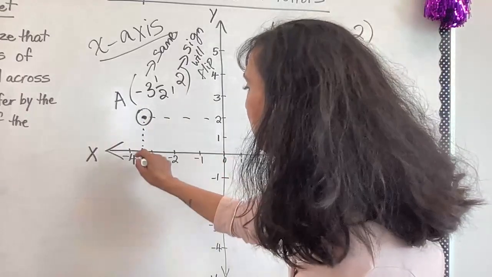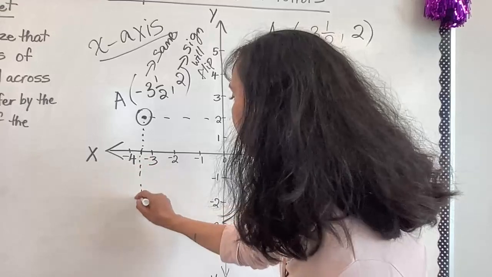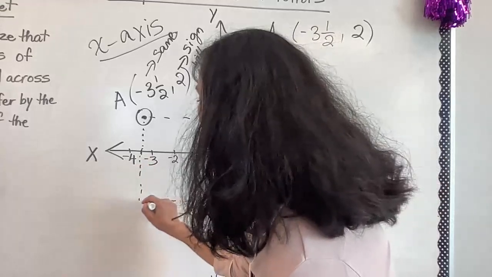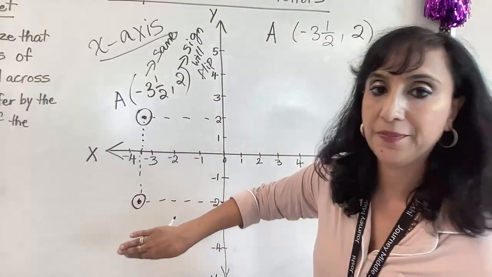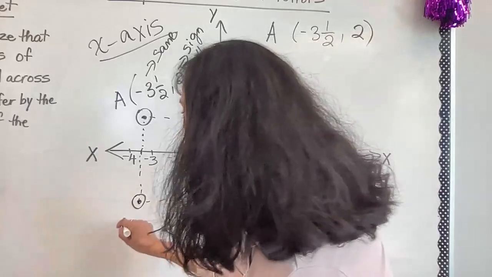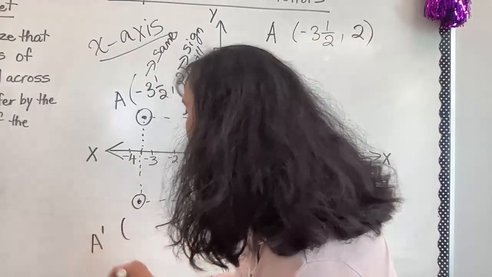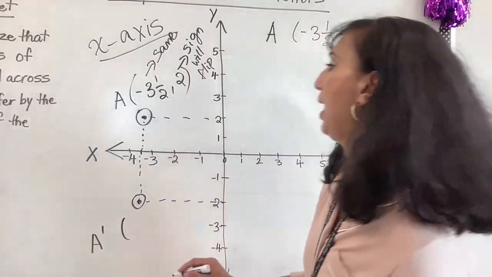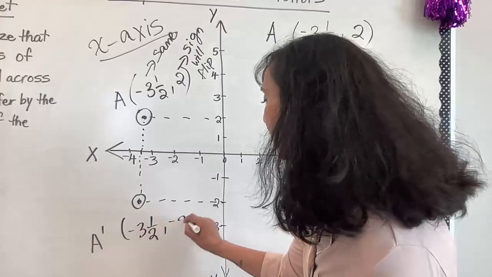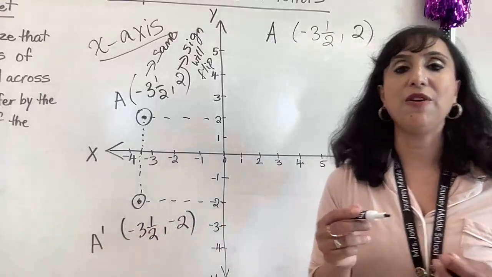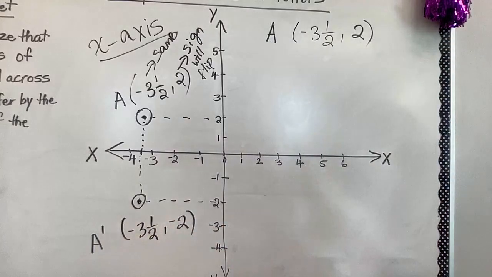And the reflection is going to fall. See, x is same, so -3, 1/2, and then it's going to go this way because it's set on the x-axis, and so it's going from top to bottom. All right, and so here is my reflection, which is written like that, and it is -3, 1/2, and we have -2. So that is a reflection on the x-axis.